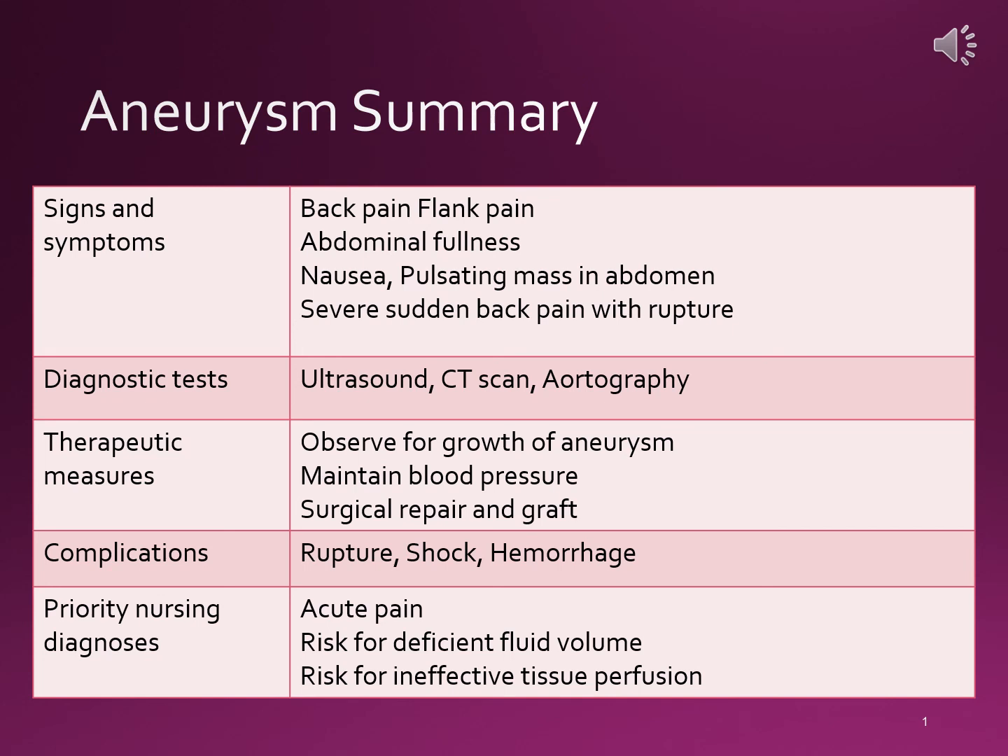The complications of an aneurysm are clearly dissection, and then you have rupture, shock, hemorrhage, and all too often death. So the priority nursing diagnosis here, of course, would be acute pain, then risk for deficient fluid volume if indeed you do have hemorrhage, and then risk for ineffective tissue perfusion, again, if you do have the rupture and the hemorrhage.